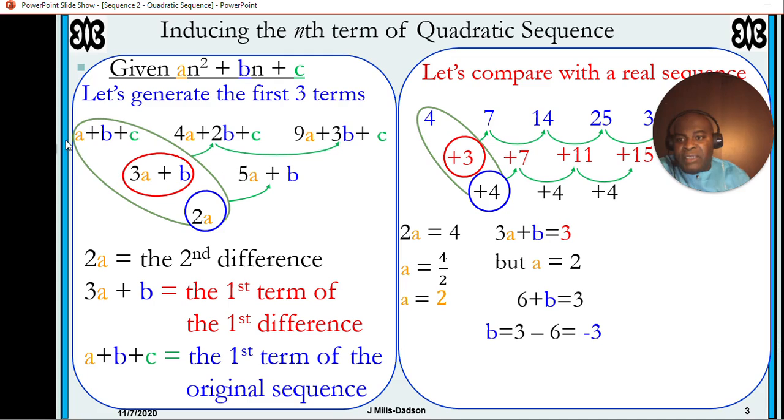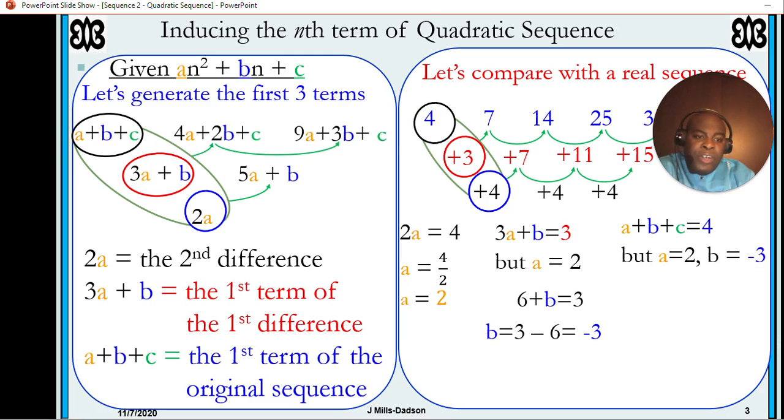And lastly, a plus b plus c must be equal to the first term, 4. We know a already is 2, b is negative 3. So we substitute that. 2 minus 3 plus c equals 4. Negative 1 plus c equals 4. So we know that c is equal to 5.